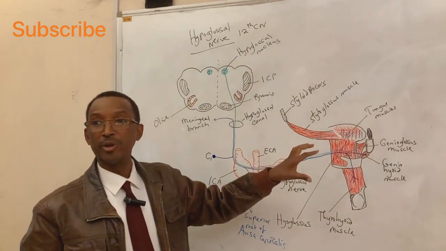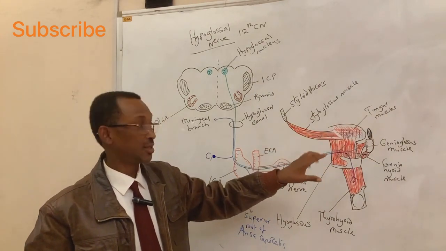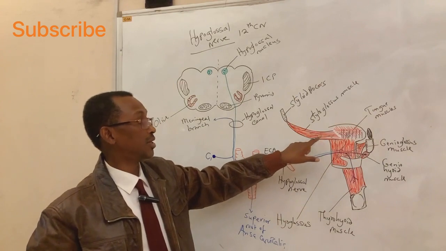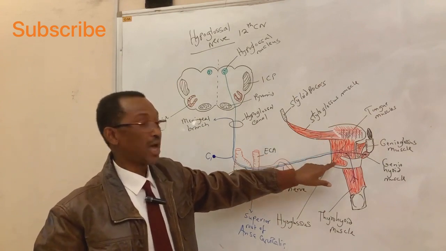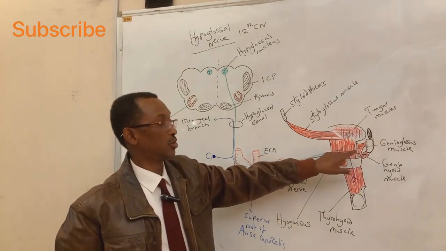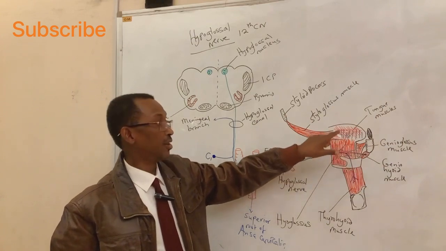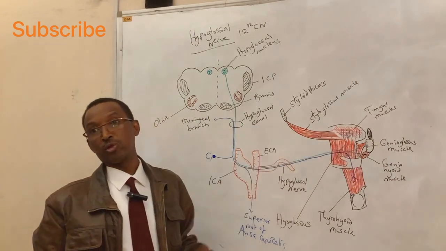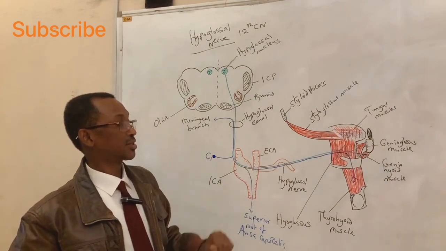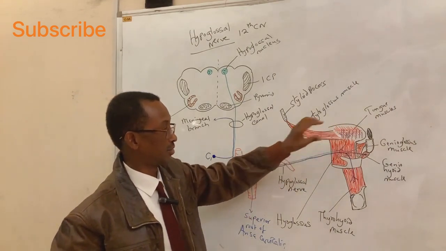So this branch also supplies all these three categories of the intrinsic muscles of the tongue. So now we have how many branches? 4 branches. Branch to the styloglossus, branch to the hyoglossus, branch to the genioglossus, and the branch to all the intrinsic muscles of the tongue. That is, for these muscles.